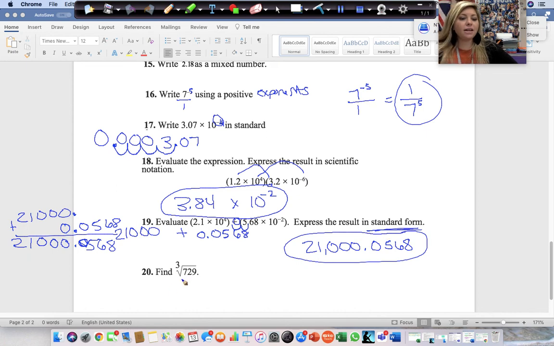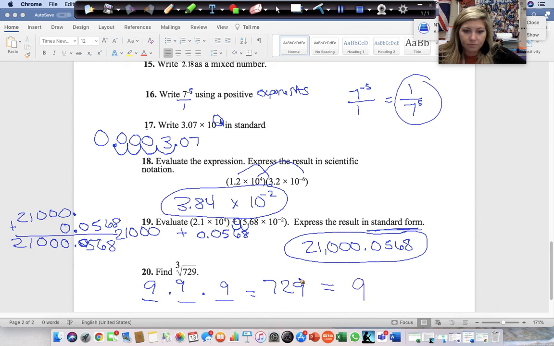Okay, and then our last one, it says find the cube root of 729. It means what 3 numbers, they all have to be the same, when multiplied together gives us 729. Okay, so we have to think of the ones we know in order to figure it out if we hadn't memorized the chart already. But if you know the chart, then you know that 9 times 9 times 9 gives us 729. So our answer would be 9. Okay, 9 times 9 is 81, and 81 times 9 is 729.